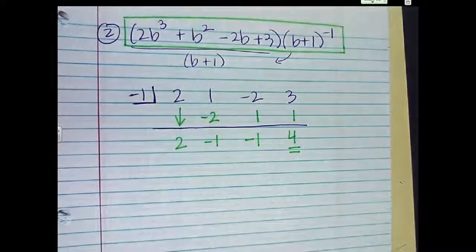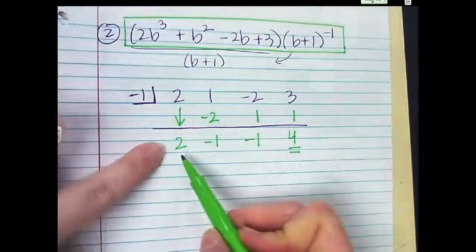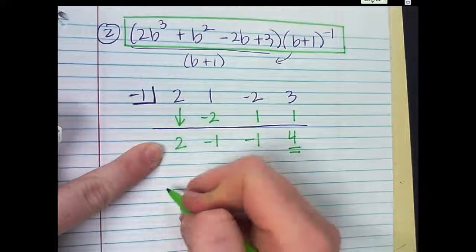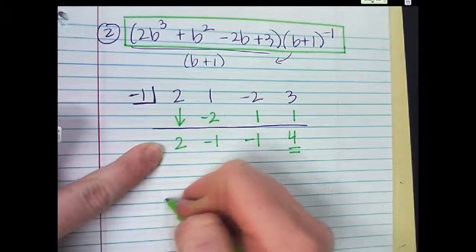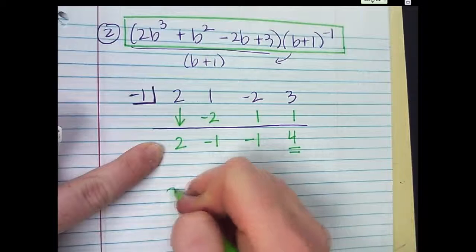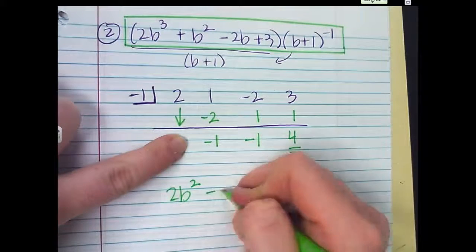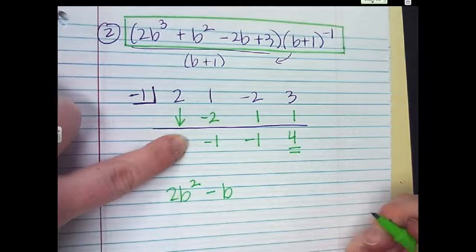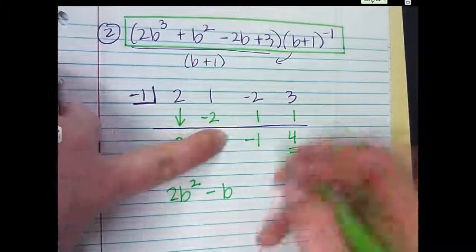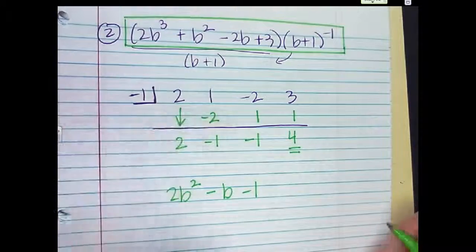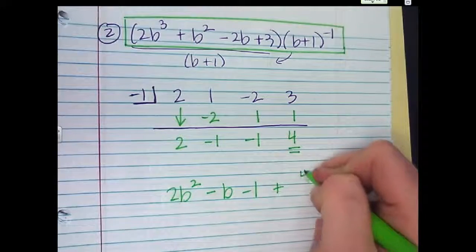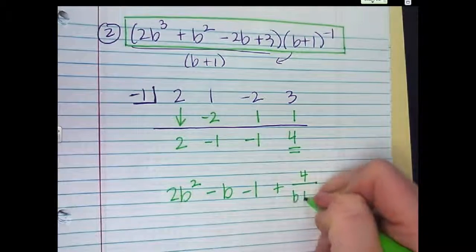So if I started with a 2b to the third, what does my answer start with? B to the second. So these are my coefficients. So I start 2b to the second. Then I go minus a b, or minus 1b if you like that, -1, and then my remainder plus 4 over b plus 1.